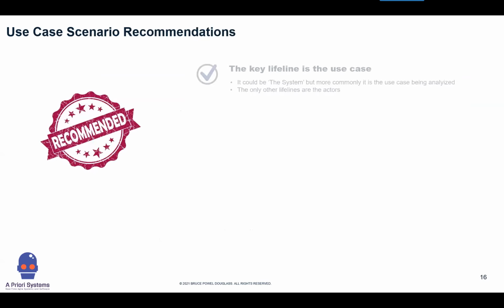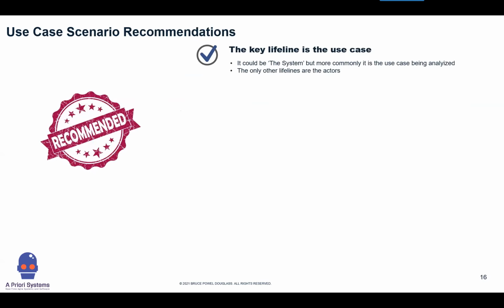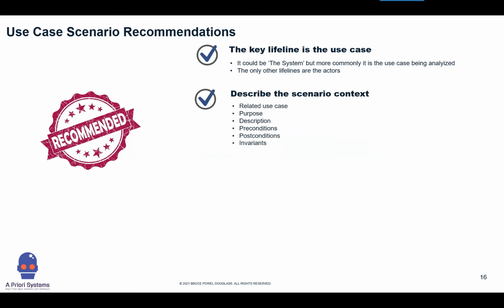Okay, some scenario recommendations. The key lifeline is really the use case. Some people prefer to use the system here, but really use case is fine, and it's more specific. I prefer to use the use case myself as the key lifeline. The other lifelines are the actors. Every scenario should have a description. Remember we had a kind of standard form description for use cases. This is my standard form description for a scenario: the related use case, purpose, description, preconditions, postconditions, and invariants.